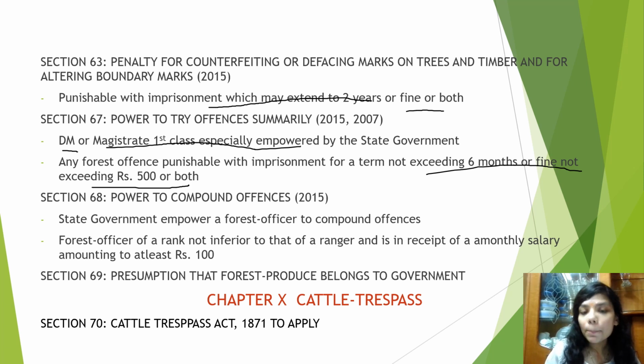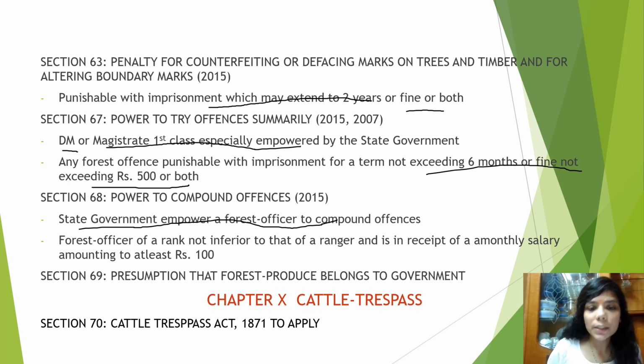State government can empower any forest officer who can compound the offences. Now, which kind of offences can be compounded? That has been provided under section 68. Any offence which does not fall under section 62 or 63 can be compounded, and it can be compounded by a forest officer of a rank not inferior to that of a ranger and in receipt of a monthly salary amounting to at least rupees 100.